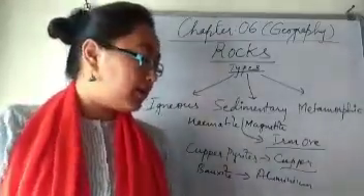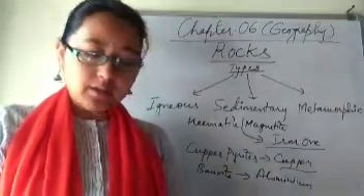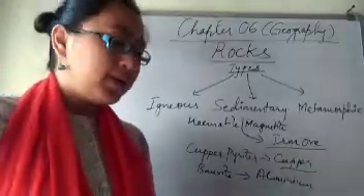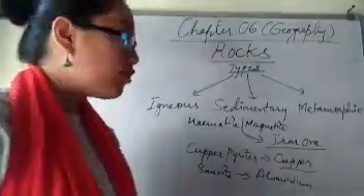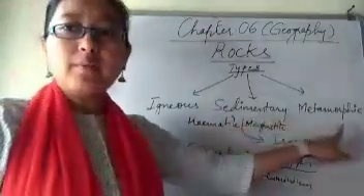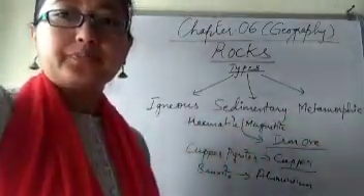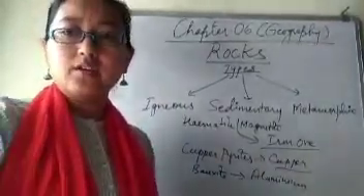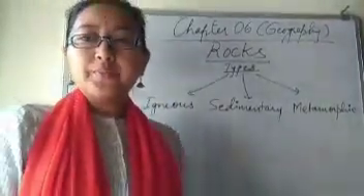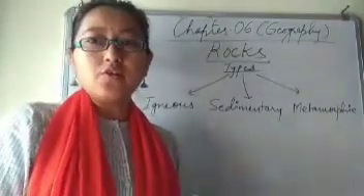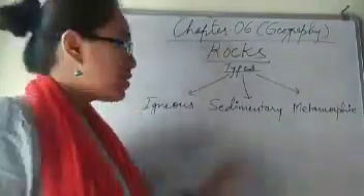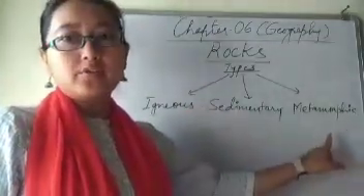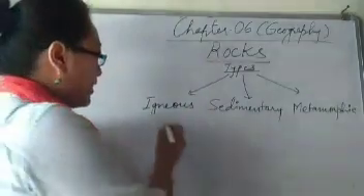So we know that there are three kinds of rocks. The rocks can be categorized into three groups: igneous, sedimentary, and metamorphic rocks. Let's have a detailed study about these three rocks. On the basis of their mode of formation, rocks can be categorized into three groups: igneous rocks, sedimentary rocks, and metamorphic rocks. So let's study the igneous rocks.